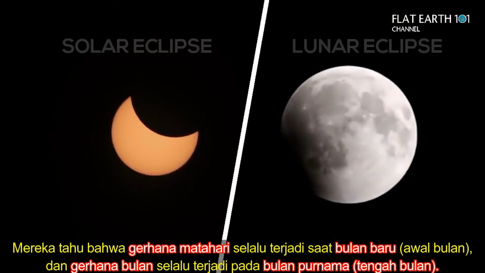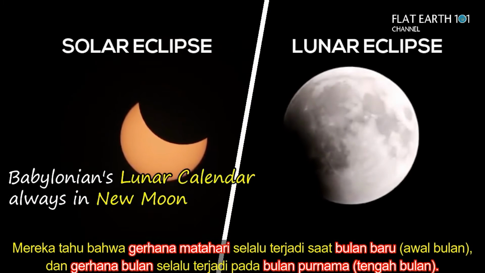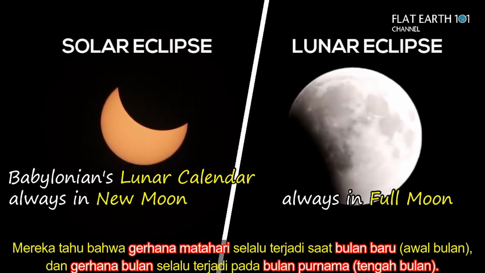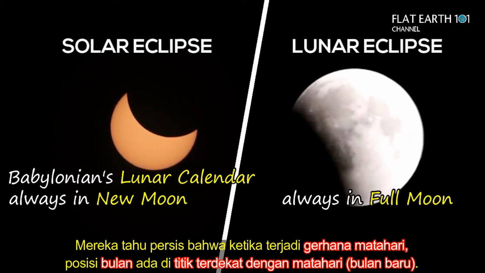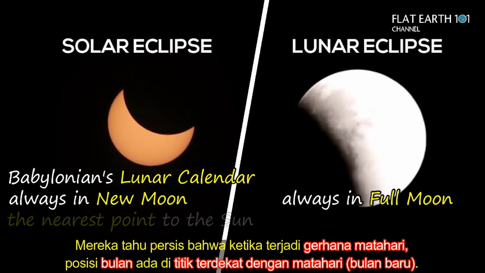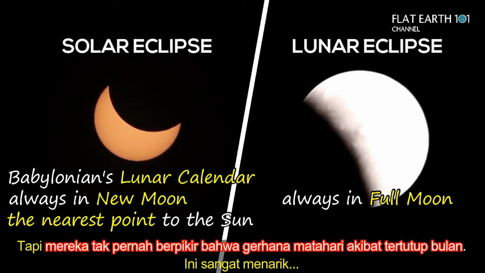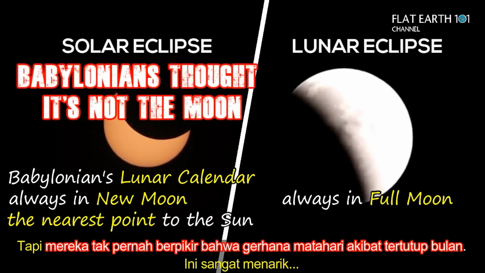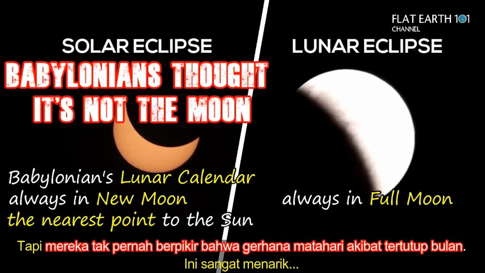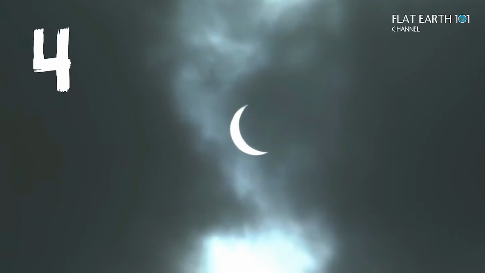They knew that solar eclipses always happen in new moon and lunar eclipses always happen in full moon. They knew well that during solar eclipses, the moon's position is at the nearest point to the sun. Yet, they never thought it's the moon that's eclipsing the sun. This is very interesting.